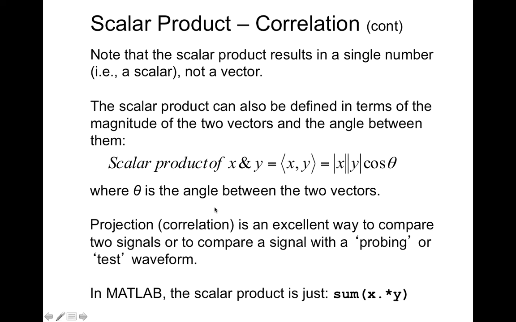So the scalar product results in a single number, not a vector. And we can also define it in terms of the magnitude of the vectors and the angle between them. And this can be proved through geometry and trig. We won't do it at this point.